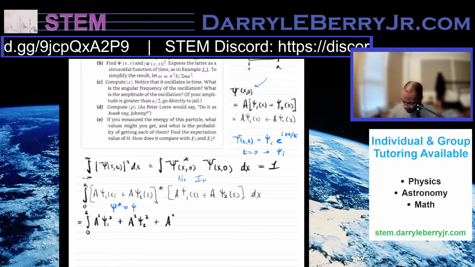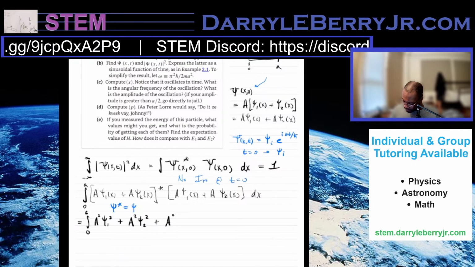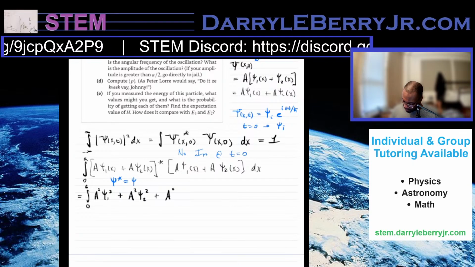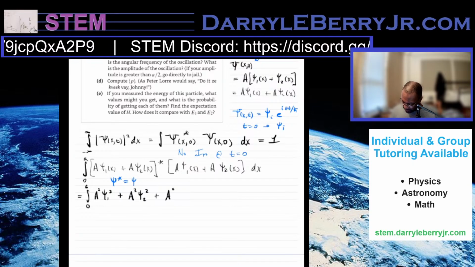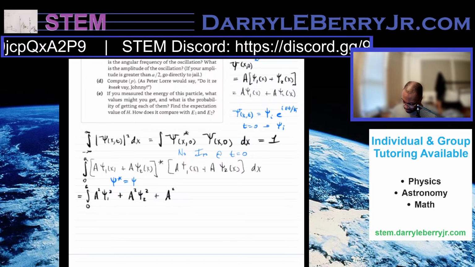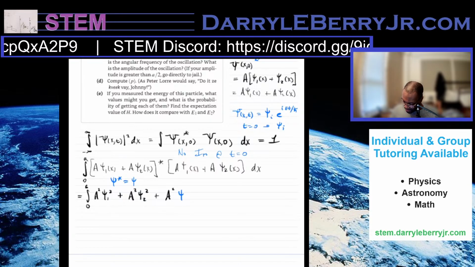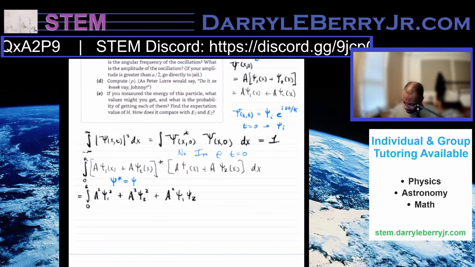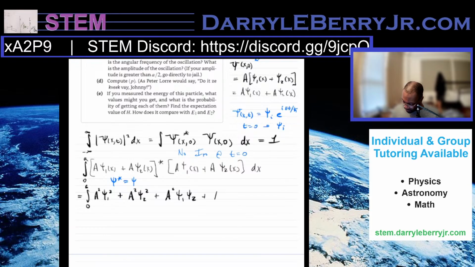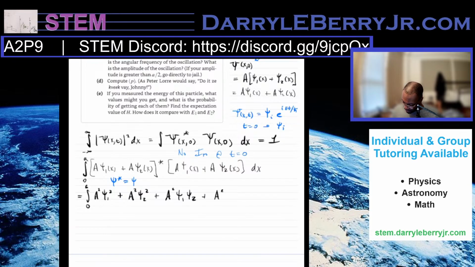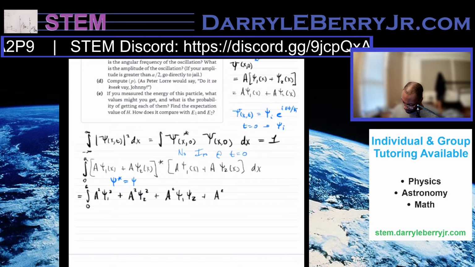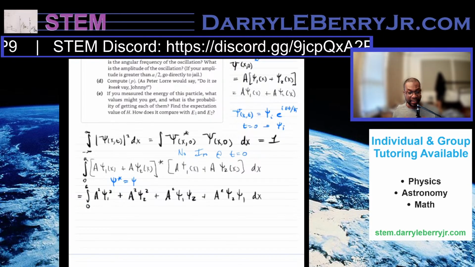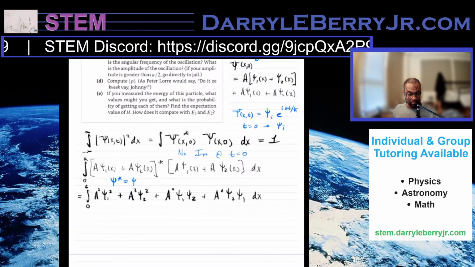No imaginary part at t equals 0. All right, so it's going to be a squared. The first last, we'll do the outer ones. So that's a squared psi 1 squared, then plus a squared psi 2 squared, right, so we have that.